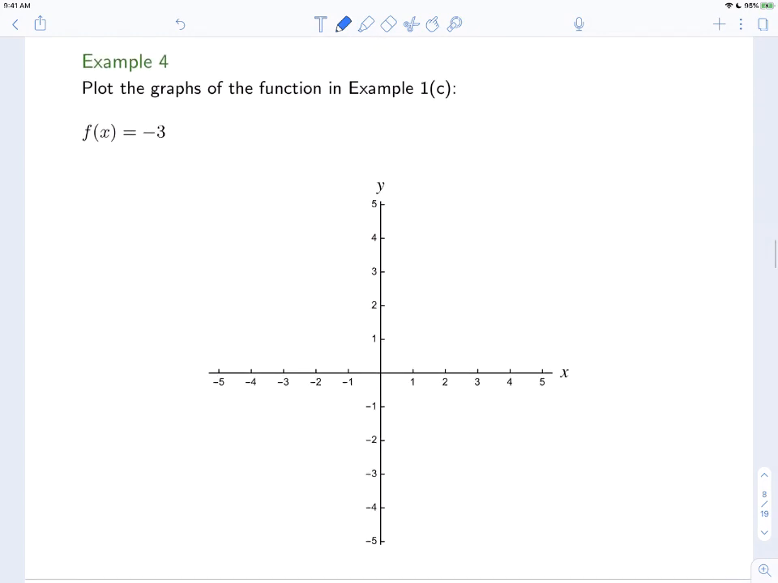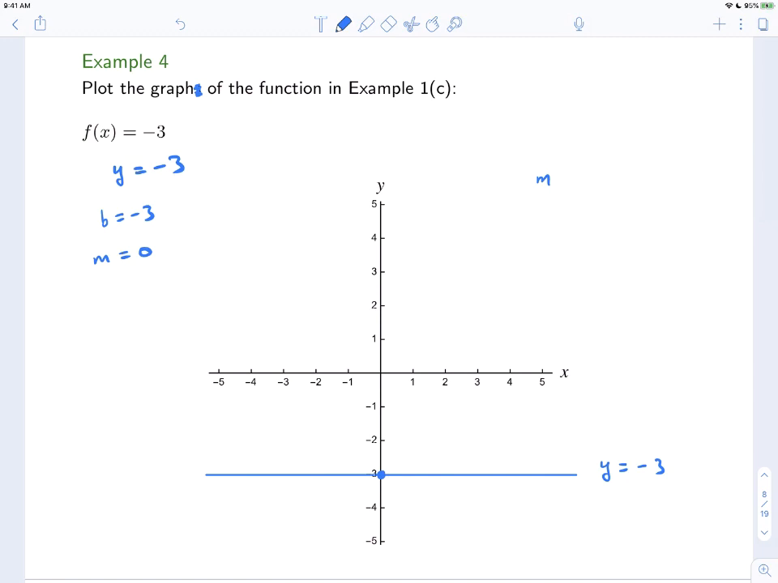Okay, plot the graph of the function in example 1c. Well, this is the easiest one, because this is just y equals negative 3. So the y-intercept b is equal to negative 3, and the slope is equal to 0. It's not increasing or decreasing, it's staying constant. So it passes through negative 3, and it just stays constant. Like so. Well, I missed it just a little bit. Let's just move this line up. There we go. So this is the line y equals negative 3.